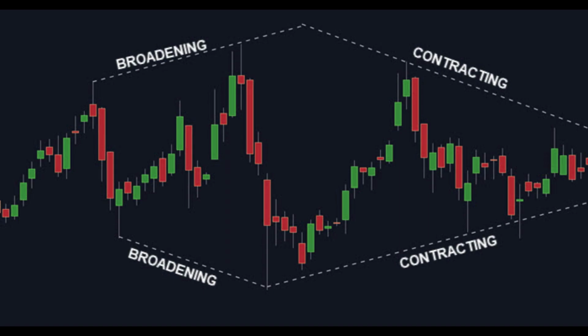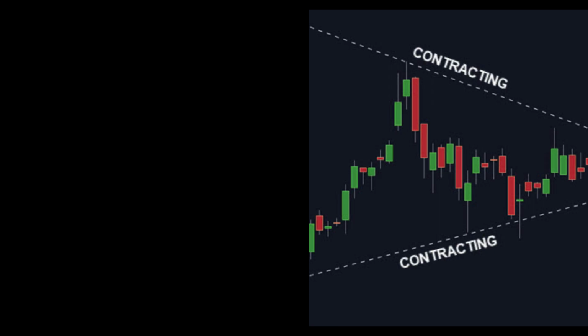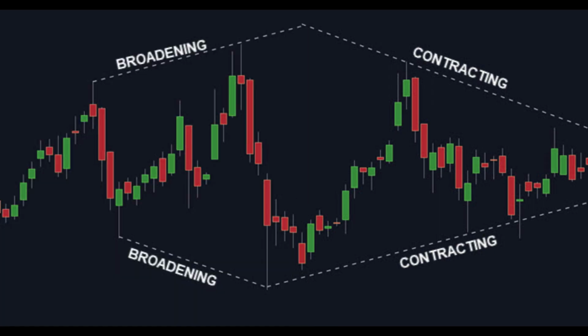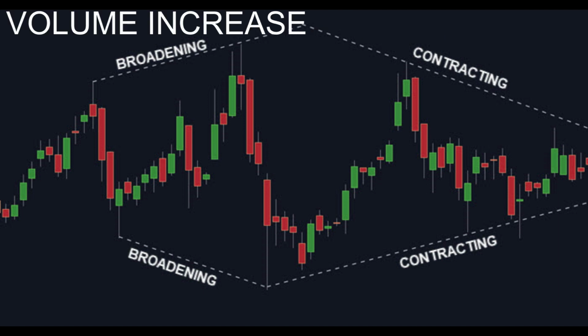Formation: there are 2 phases, the widening price range, that's the broadening formation, and then the contracting price range, where the diamond shape forms. And volume: typically it's going to decrease during the formation of the symmetrical triangle on the right, but it's going to increase during the broadening formation on the left. When we see an increase in volume, that may confirm the pattern's validity.